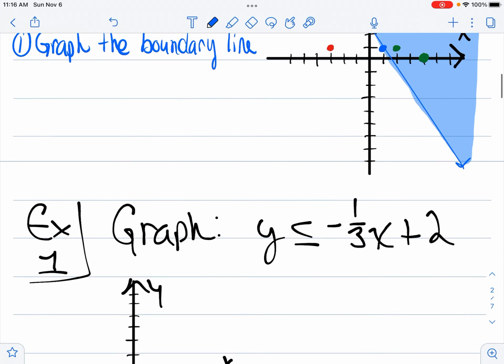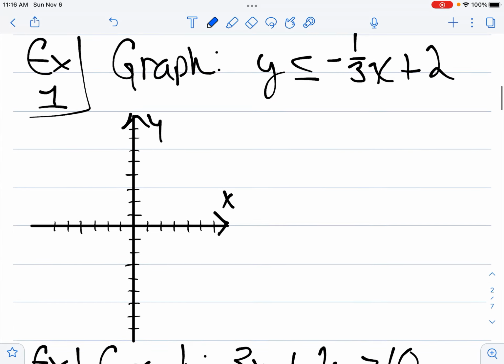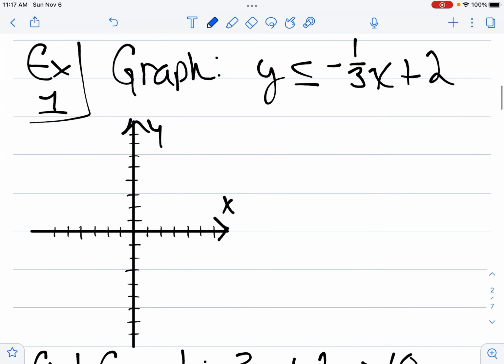So let me go to the next example here. We have y less than or equal to negative 1/3 x plus 2. Okay, so the very first thing we're going to do is graph y is equal to negative 1/3 x plus 2. So I want you to go ahead and graph that boundary line, and I'll pause the video, and then I'll see you on the other side, and we'll double check and make sure you have the right boundary line on your coordinate plane. So I'll see you on the other side.